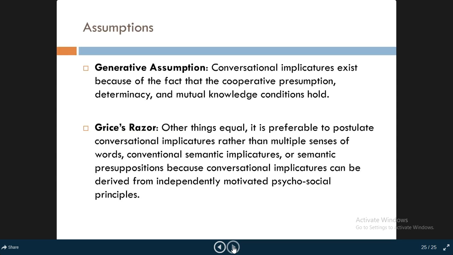So, in summary, Grice explains that there are maxims, the cooperative principle, and conversational implicature, from what speakers and hearers can agree with. But if they don't agree, it will be violating the maxims.